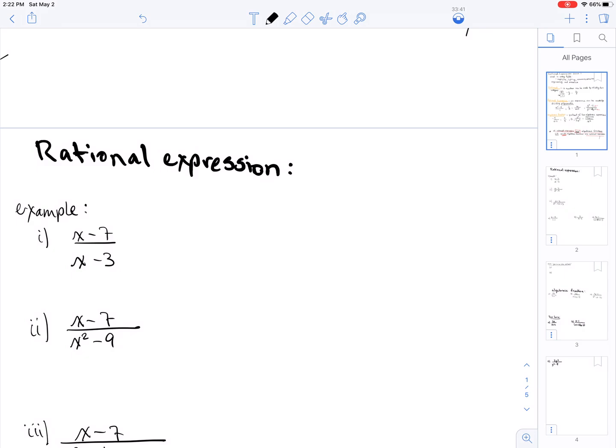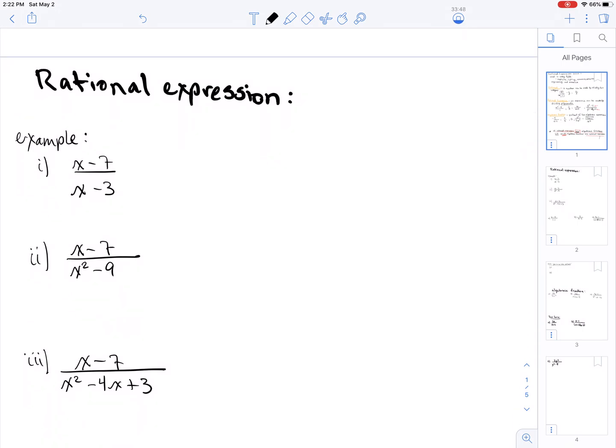Now, if we look at some examples of rational expressions, what would happen in each of the following examples when our variable x equals 3? Pause the video now, go through each of the 3 examples by substituting x equals 3 in for your variable, and come back for the answers.